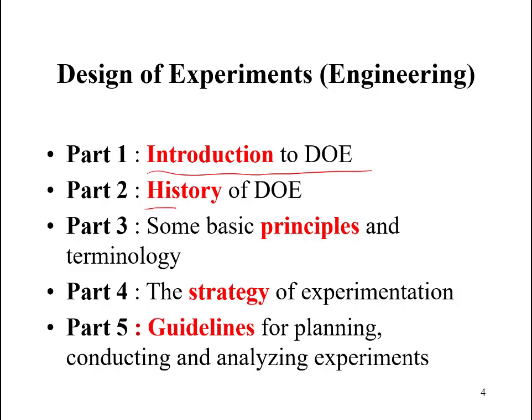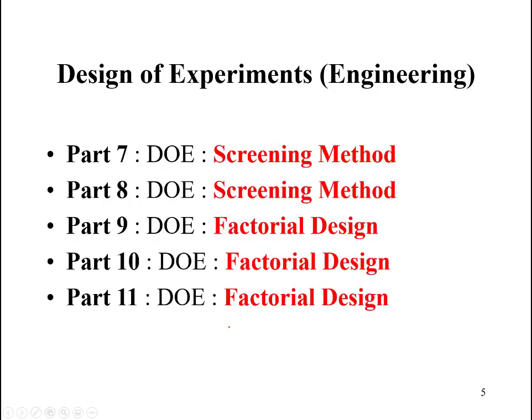Then we will talk about the history of design of experiments. We will talk about principles and terminology for this design of experiments. In part 4, we will talk about strategies of experimentation. We will introduce different methods for design of experiment, and in part 5 I will introduce you some guidelines for planning and conducting of the different experiments.